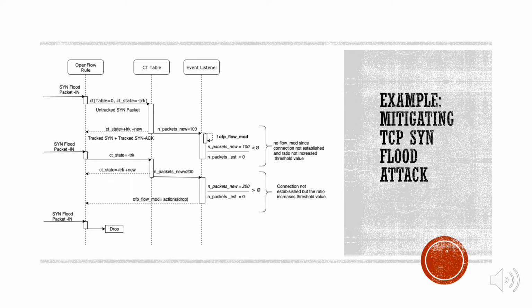So there is no flow modification because the ratio has not increased to the threshold value. Now again, instead of an ACK being sent from the host, it again sends SYN packets in a large volume. Therefore it goes through the same process in the CT table, and the event listener reads it, then updates the number of new packets to 200. Again, there are no new established packets or acknowledgements from the attacker or the malicious host. Now since the ratio has crossed the threshold value, the flow modification will take place, and the event listener will update the OpenFlow rule, and any more SYN packets from the malicious host will be dropped.